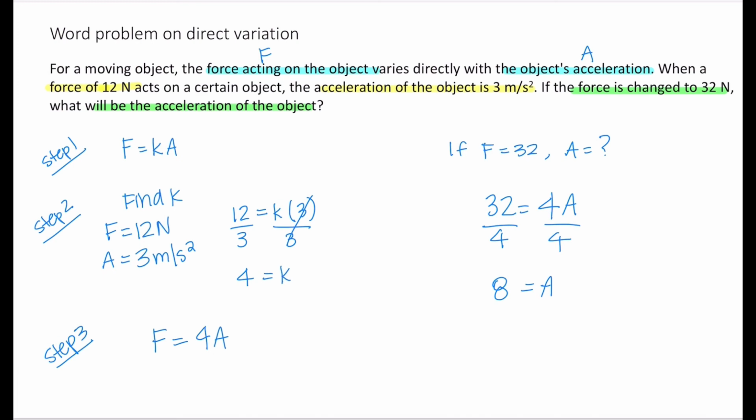Okay, and now I need to put that in the context of the problem. So A equals 8, that's acceleration. So acceleration equals 8, and I go back and look at my units. My units of acceleration were meters per second squared. So this is 8 meters per second squared.